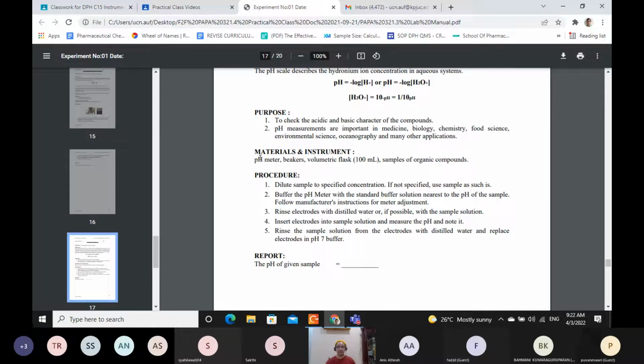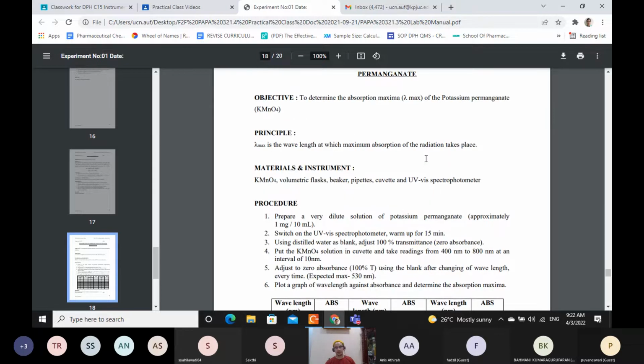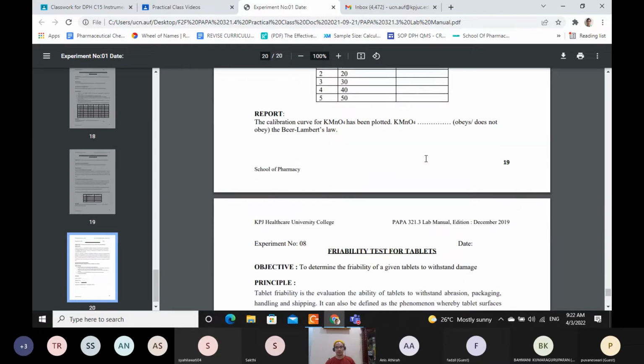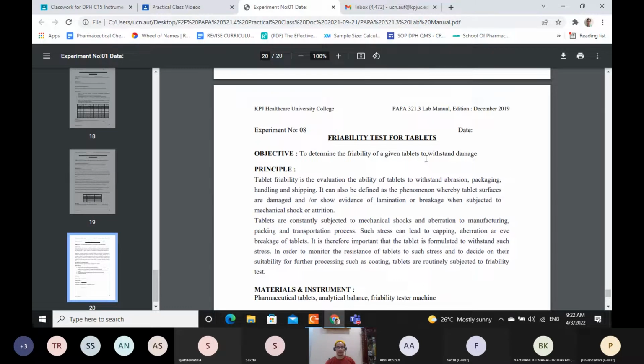Okay, the materials and instrument is straightforward macam dalam video tadi. Kamu perlukan pH meter, beakers for rinsing, volumetric flask untuk prepare any dilution of sample, and samples of organic compound. Alright, that's it untuk pH meter. Next, saya nak move on to friability, experiment number 8. Okay, 6 and 7 kita akan buat afterwards because they are spectroscopy, the same experiment.